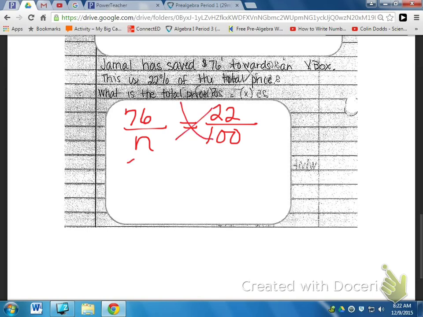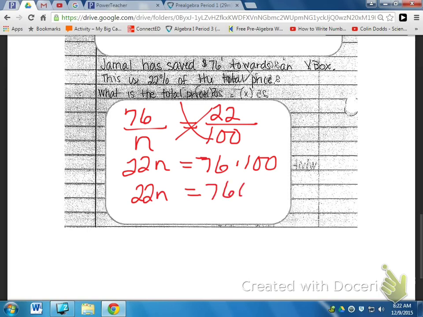Cross, cross. So 22n equals 76 times 100. Now what? You take 76 times 100, which is, I'm going to work it. When you multiply by 100, it just moves the decimal over 2 places or adds some zeros on there. 7,600. Okay. And then what would the last step be? Divide both sides by 22.